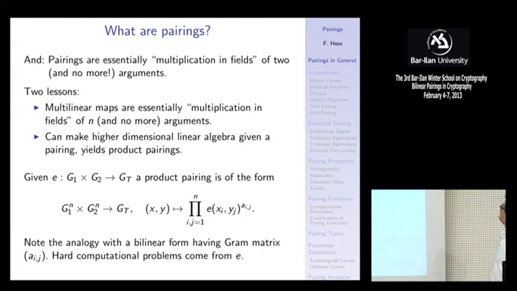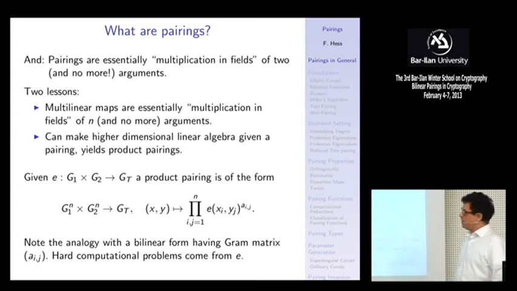And also, if I have a multiplication in a field, then I can also do higher dimensional linear algebra, of course. So if I have a field, I can make matrices and vectors and this kind of stuff, of course. And this is this idea of the product pairings, basically speaking. So if I have this one pairing, and I think of it as a multiplication in a field, only with funny bit representations, well, I just make a product pairing.